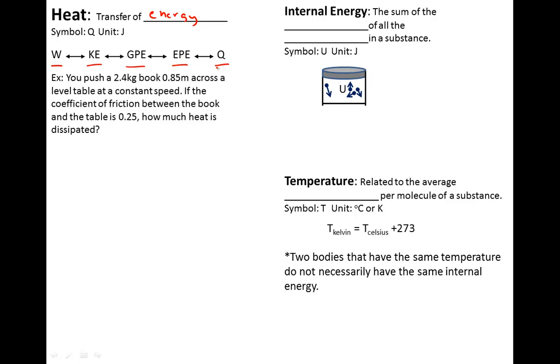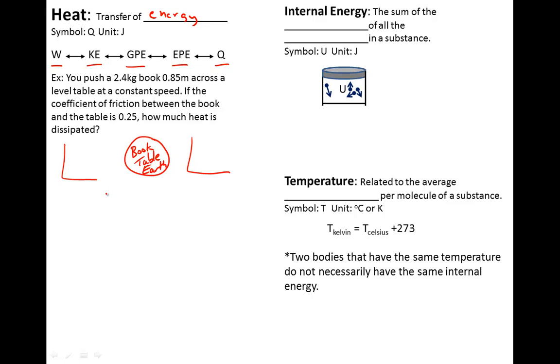This example says you push a 2.4 kilogram book 0.85 meters across a level table at a constant speed. If the coefficient of friction between the book and the table is 0.25, how much heat is dissipated? So in our energy model, this is how this would look. We would, as part of our system, have the book, the table, and the Earth.